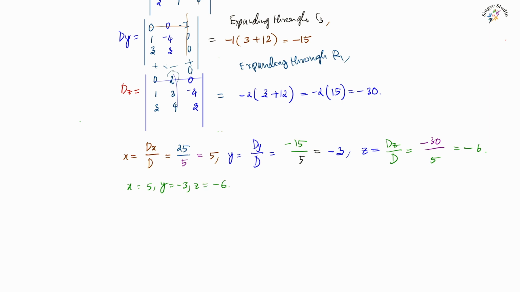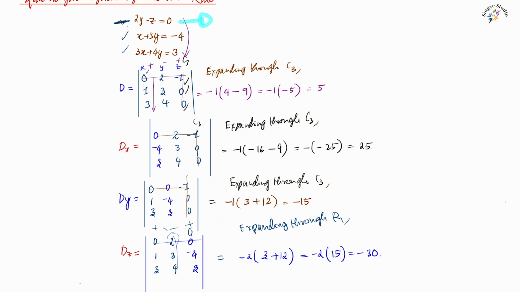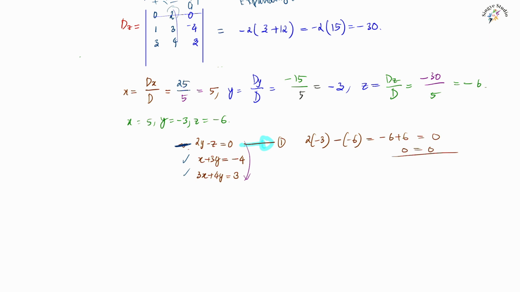Therefore, our last thing left is to verify. We need to substitute the values of x, y, and z in the above equations and see whether they satisfy the conditions or not. So for equation number 1, we have 2y minus z. So we have 2 times negative 3 minus negative 6, which is negative 6 plus 6, equals 0. So 0 equals 0. So our first equation is verified.